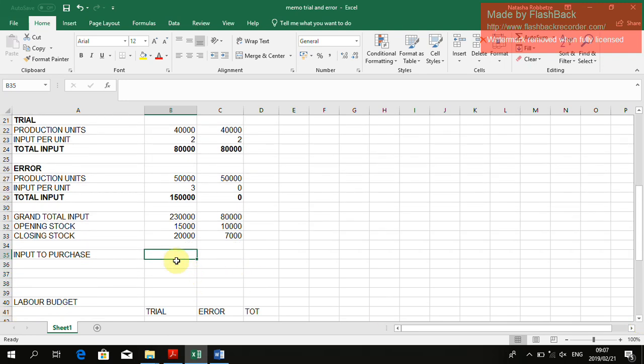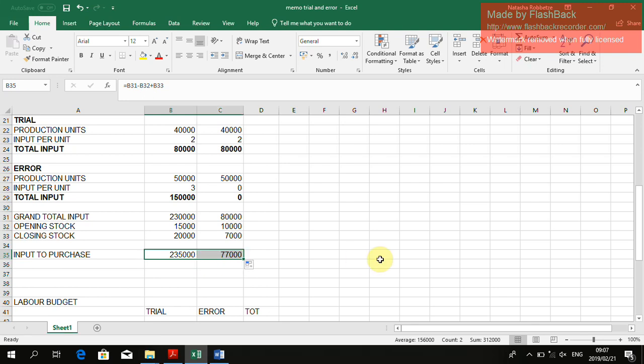Here, I will then argue that the amount that I will purchase is the grand input minus the opening plus the closing stock. So it's going to be the 230 minus the 15, add back the 20, and I will repeat that calculation for raw material Y.